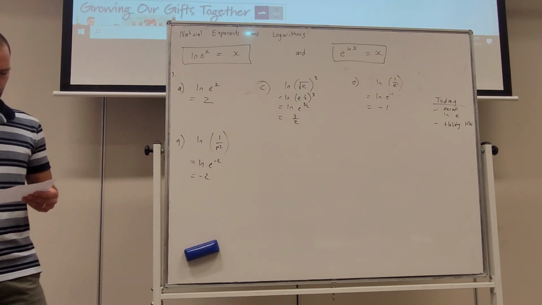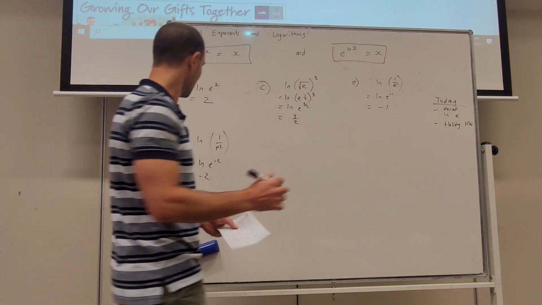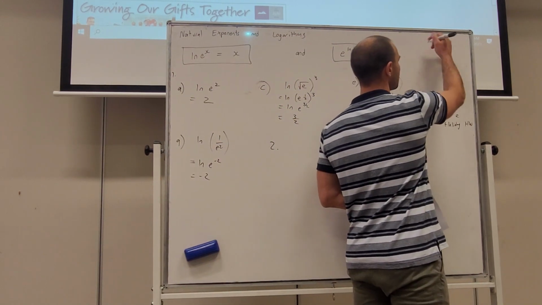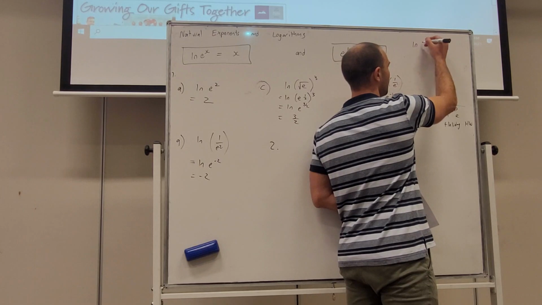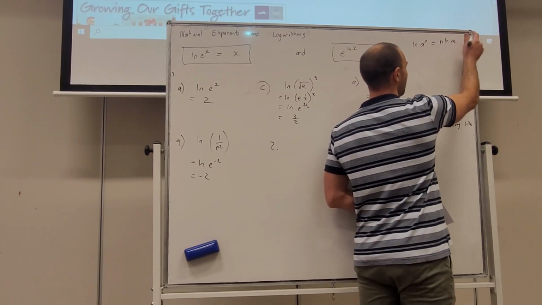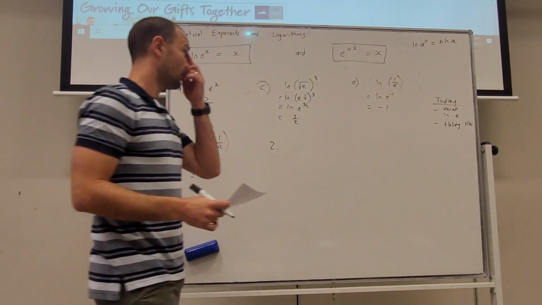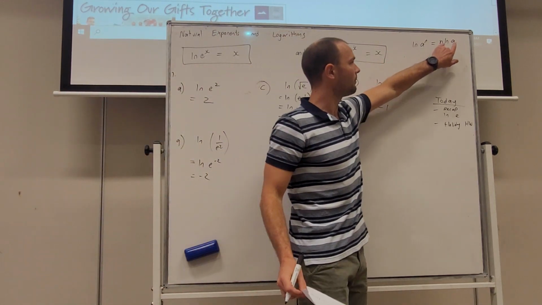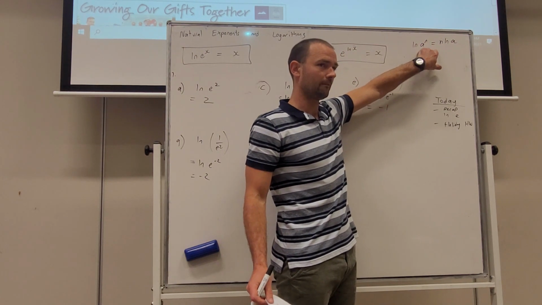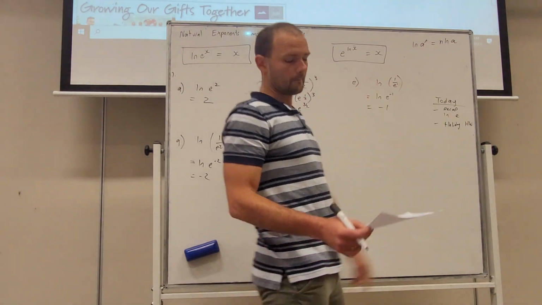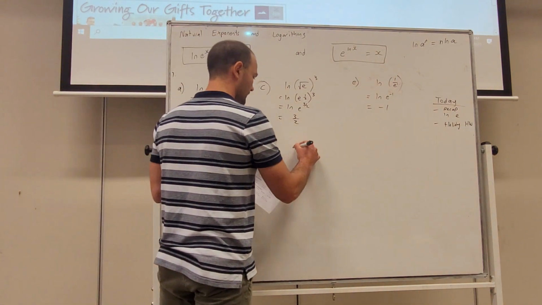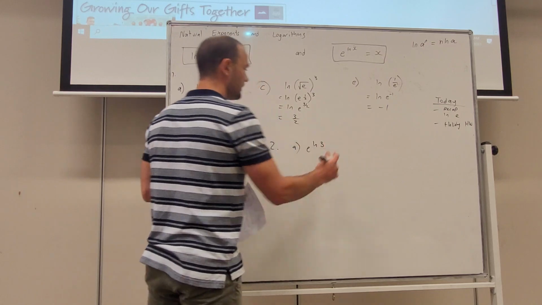Okay, on to question 2. The only thing to say in question 2 is we're going to be using one of the log laws, which is if we have ln a to the n, we can write it as n ln a. We're moving this number from out the front and making it a power of a. This is one of our log laws. So let's look at the first one anyway. We have e to the power of ln 3.